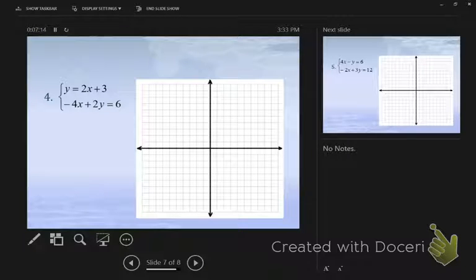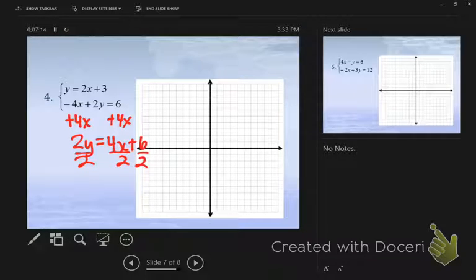All right, on this one, let's first work on getting the second equation into slope-intercept form. So we add 4x to both sides. That gives us 2y equals 4x plus 6, and then we divide everything by 2. That gives us y equals 2x plus 3.